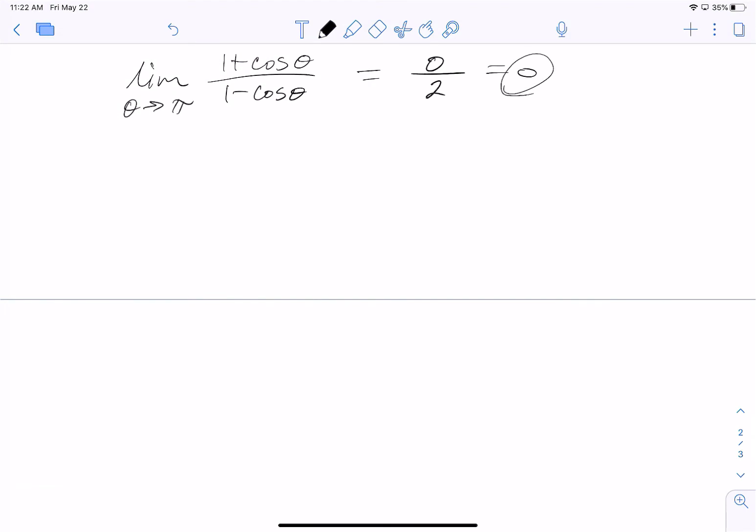Next, let's look at the limit as theta approaches pi of 1 plus the cosine of theta divided by 1 minus the cosine of theta. First, let's check: do we need to use L'Hopital's rule? Substituting pi in the numerator, we get 1 minus 1, so 0. That's promising. And substituting pi in place of theta in the denominator, we get 1 minus negative 1, and so 2. Folks, this answer here is 0. This is not an indeterminate form. We're done. L'Hopital's rule did not apply.